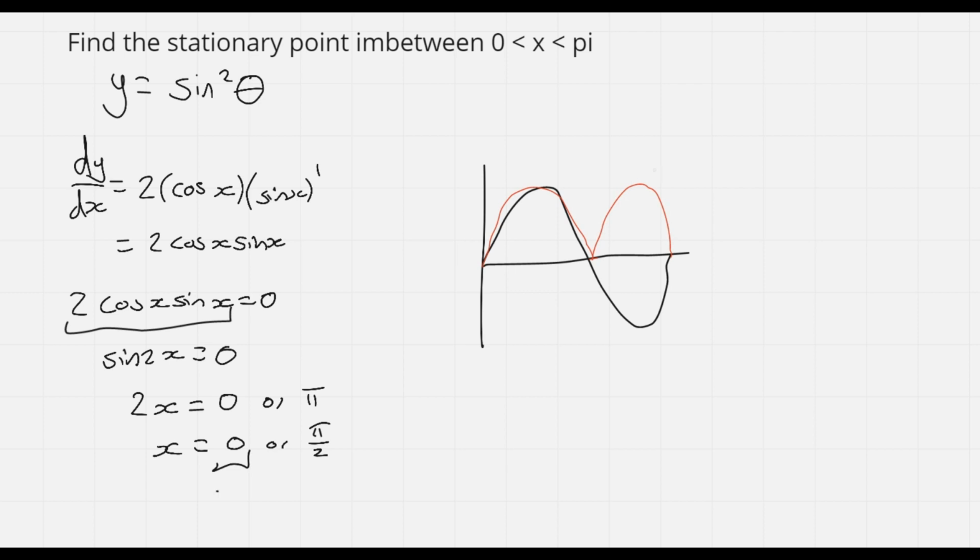This 0 here is not inside our bound, it's greater than but not equal to pi. Whereas pi over 2 is, so x equals pi over 2. We could now put that back in. I believe our y coordinate would just be 1.